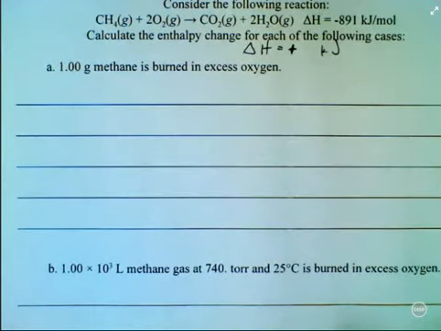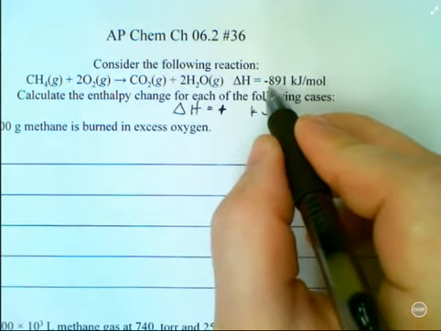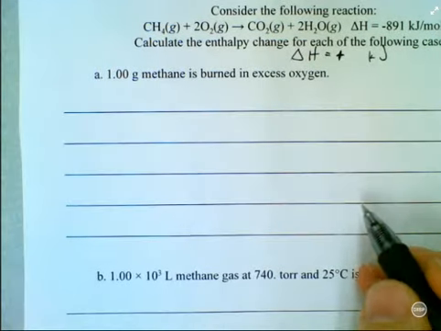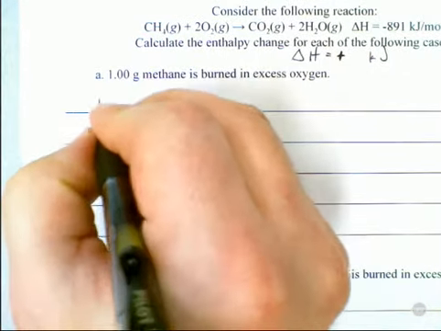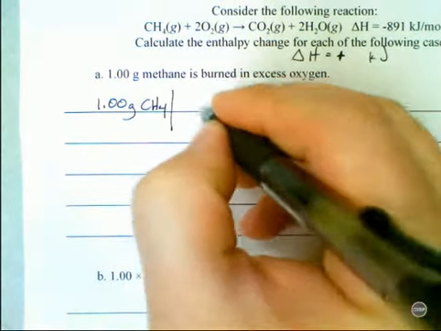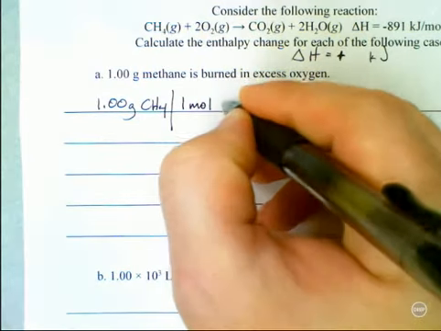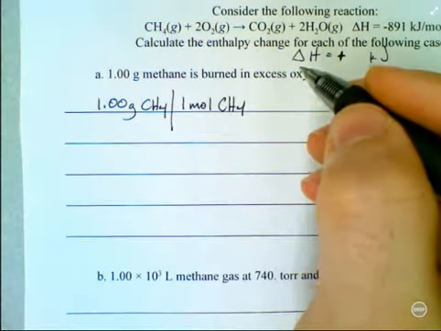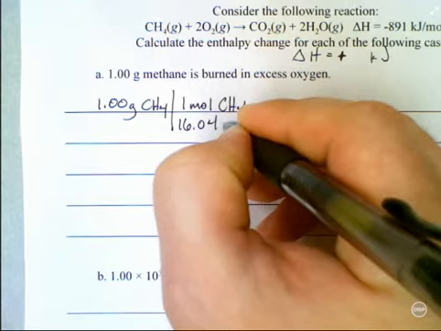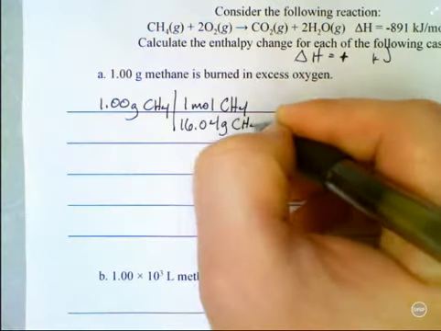Start with A. 1.00 grams of methane is burned in excess oxygen. Now, we have this value here, this delta H, negative 891 kJ per mole. I'm going to use that to calculate here, but I don't have moles, so I'm going to convert 1.00 grams of methane into moles of methane. Looking at your periodic table, you should be able to calculate that the molar mass of methane is 16.04 grams of methane.